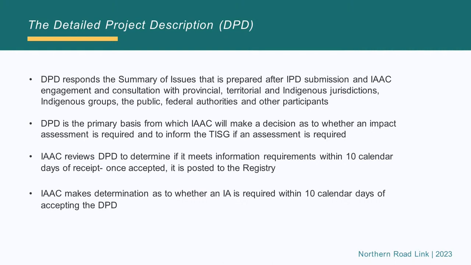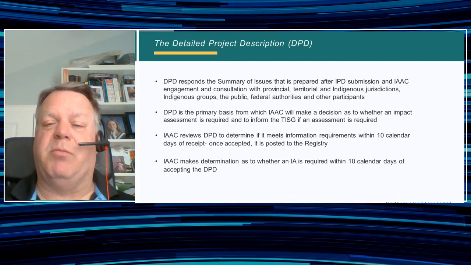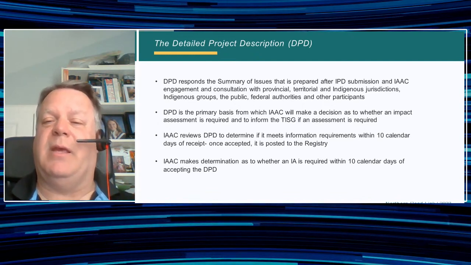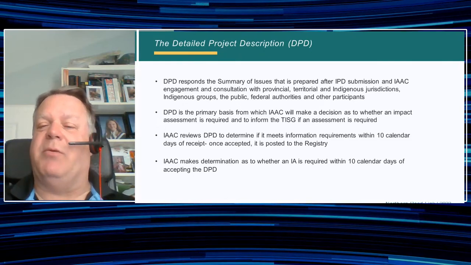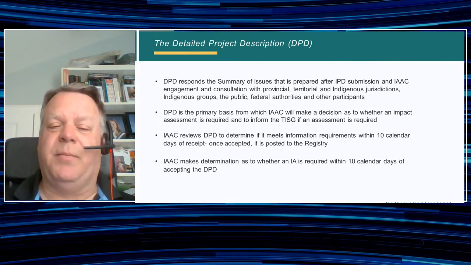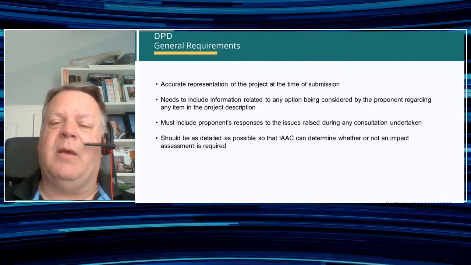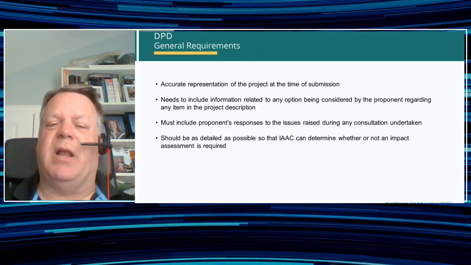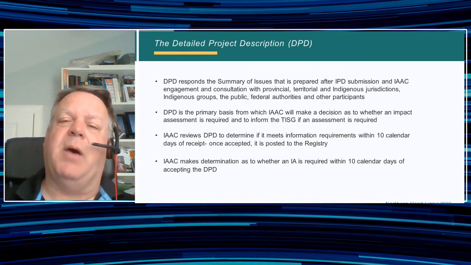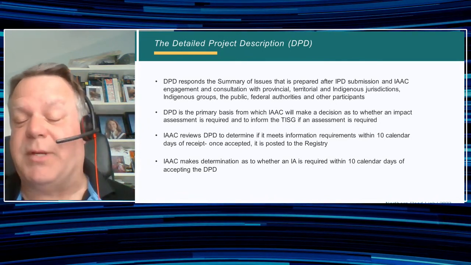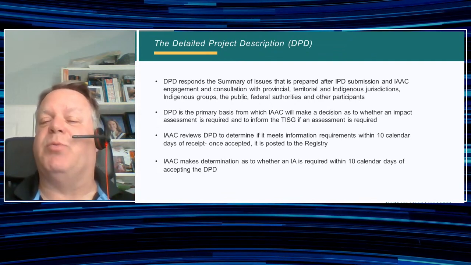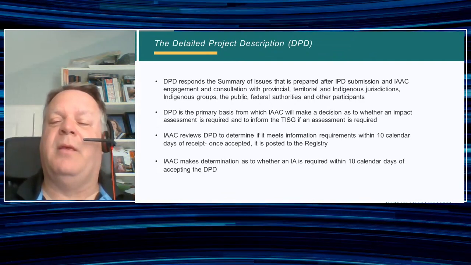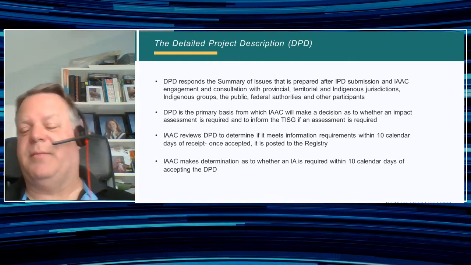So for NRL, the Northern Road Link project, we have just completed the conformity review. The DPD has been accepted, and now it will appear on the registry as well. And then within 10 days, if we can go back one slide, IAC will make a determination as to whether an impact assessment is required after that.